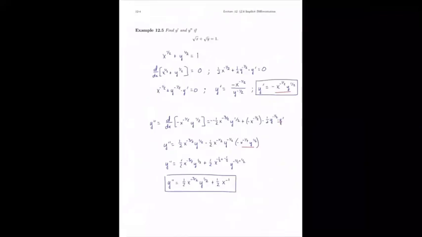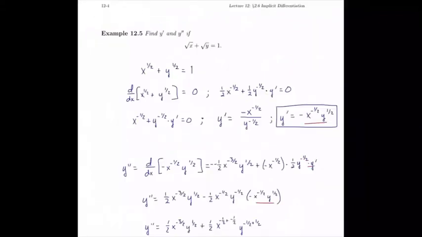Now we can take multiple derivatives implicitly. Okay, so just like we can find y prime, we can find y double prime. So let's see at least one example of that now. We are asked to find the first and then the second derivative of y for the equation root x plus root y equals 1.